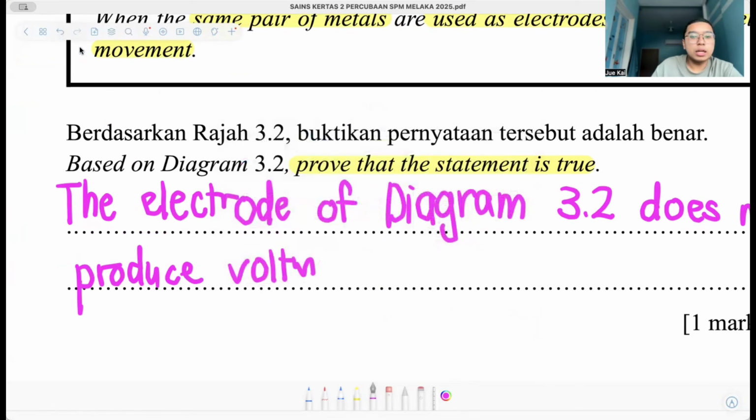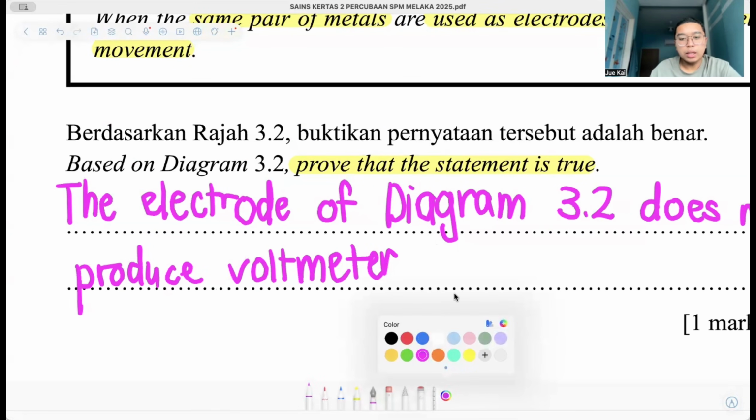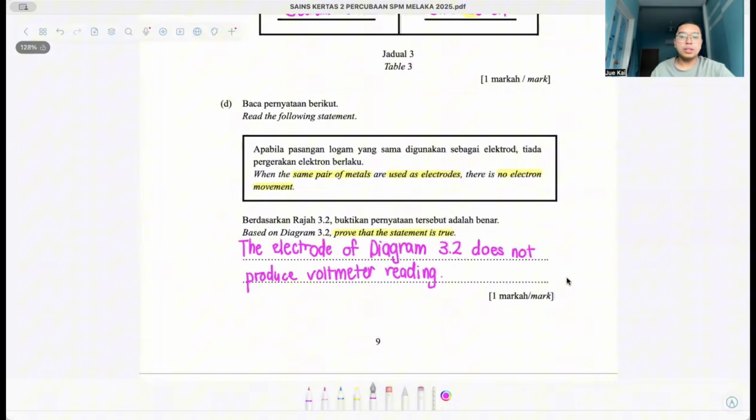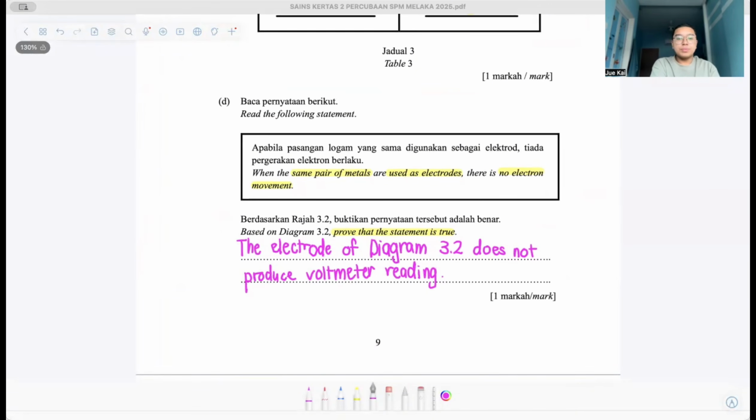Oh, okay. Accidentally pressed something. Voltmeter reading. Okay, done. Oh, cannot. It's so laggy. Wait, why is it so laggy? Reading. Okay, done. 1 mark. Okay, clear or no? Can or cannot?